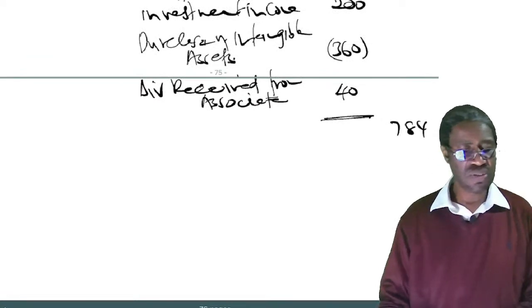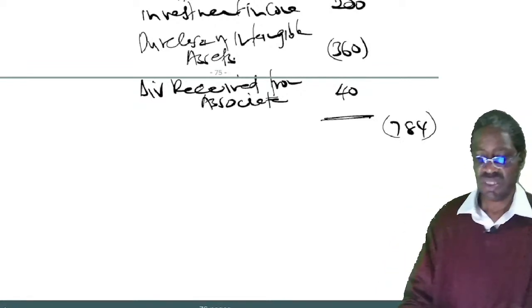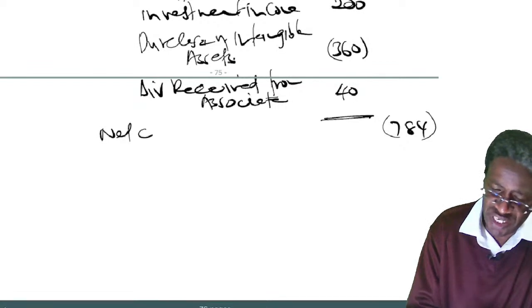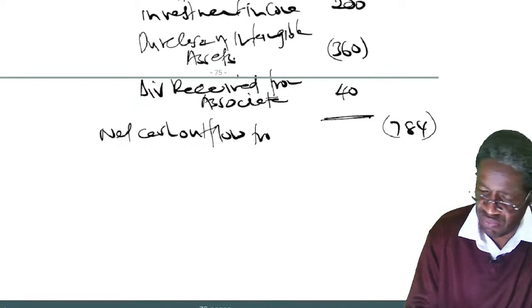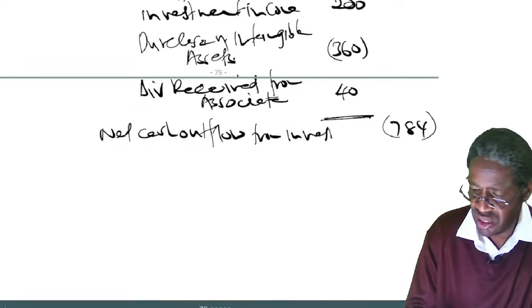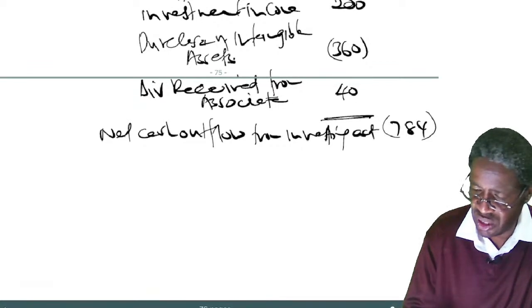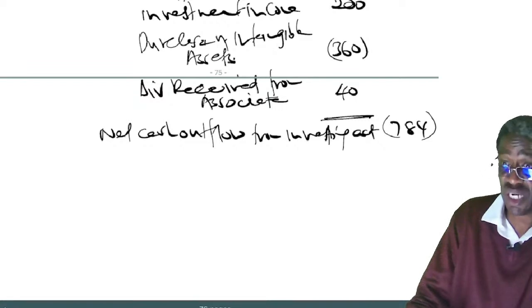784. Good. And it looks like a negative. Put it in bracket. If it's a negative, what did we say you call it? We said you call it net cash outflow. Net cash outflow from investing activities. Good. So we are through with the second category.